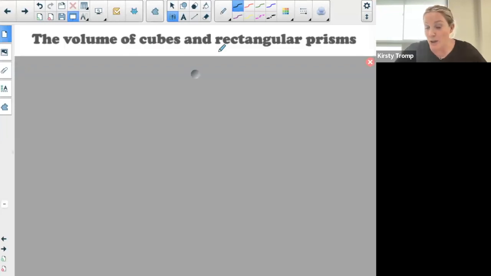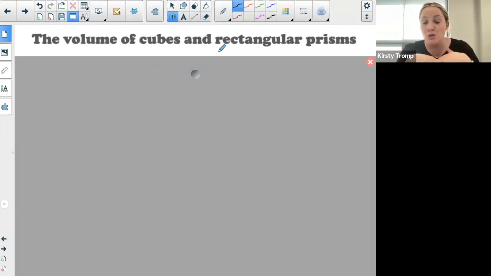So tonight we are looking at the volume of cubes and rectangular prisms. Before we look at the questions we're going to be looking at, I want to talk to you guys about a good way to remember the difference between surface area and the difference between volume.